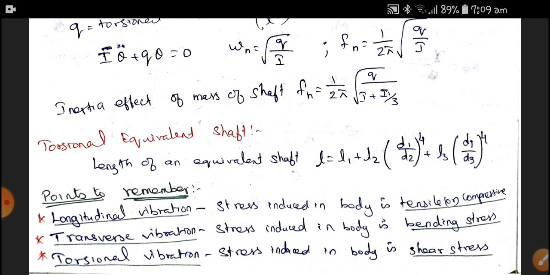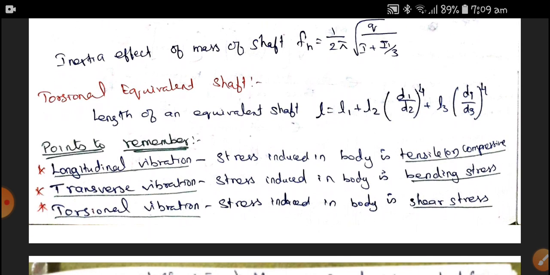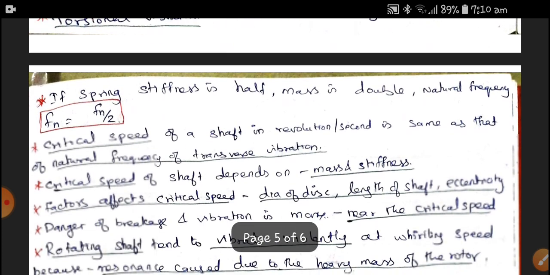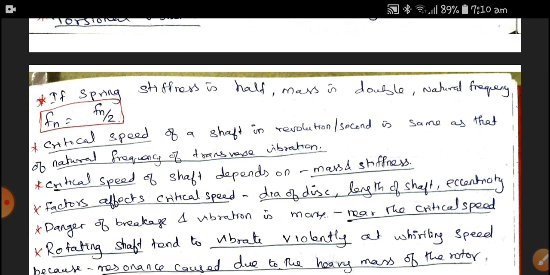And here we have a few things you have to remember in vibration. First of all, in the longitudinal vibration, stress is induced in the body which is tensile and compressive in nature, whereas transverse vibration will have a bending stress, and the torsional vibration will induce shear stress. And we have a condition: if the spring stiffness is halved and the mass is doubled, the natural frequency becomes half of the original frequency.